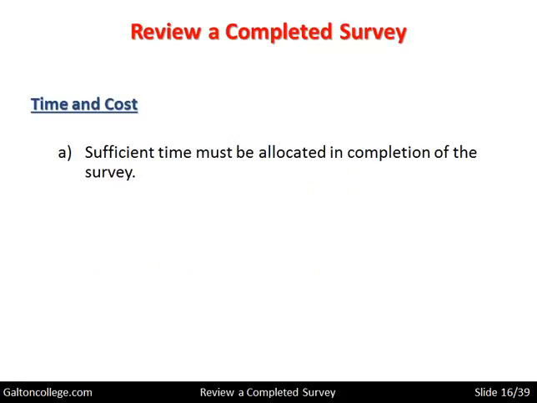First of all, time and cost. Sufficient time must be allocated in completion of the survey. The survey should in effect be planned so that the time it takes to complete the survey is carefully worked out. But it also should incorporate other timings, for example, the time to analyze it, the time to place it in front of the respondent, the time for reflection and the analysis of the results. So there are many time dimensions involved here.